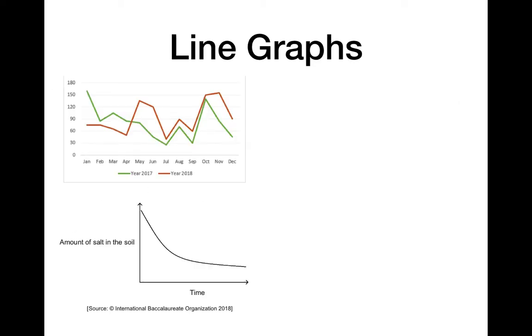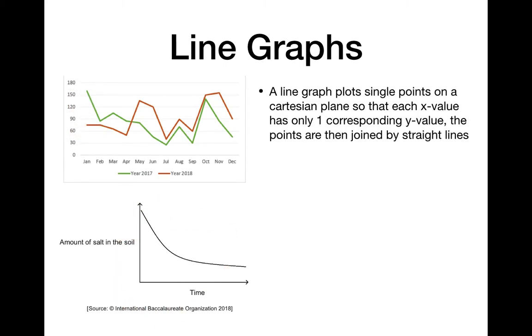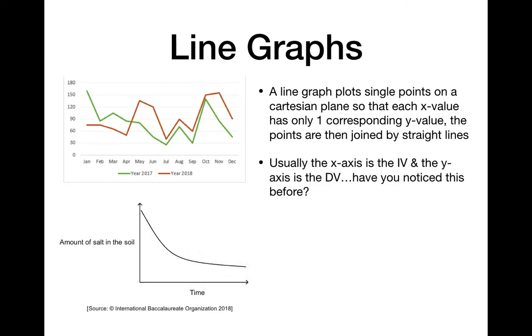Okay, so let's start by talking about line graphs. So here's 2 examples of line graphs. Here's one from the earlier example. We have the months of the year, and some numerical value that's not labeled, and this is an old IB exam question. So a line graph is going to plot single points on a Cartesian plane. So each x value has only one corresponding y value, and that's a key part of a line graph. And we join those points by some kind of line, a straight line or forming a curve. We connect those points with a line because it is continuous data.